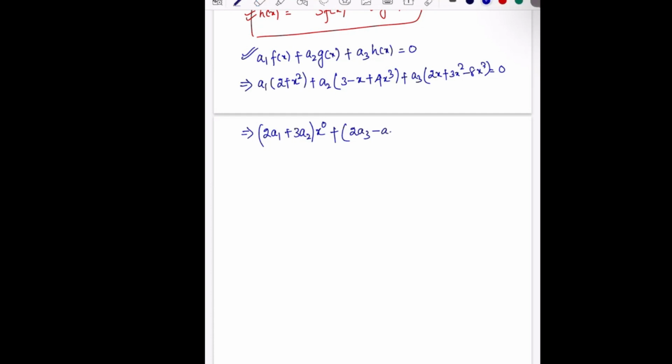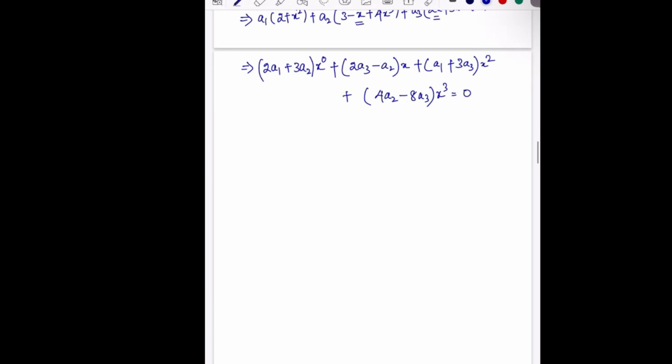So it will be A2. I take in these two values, 2A3 plus A3 x plus, let's see the term x square, A1 plus 3A3 x square plus x cube will be 4A2 minus 8A3, x cube equal to 0.